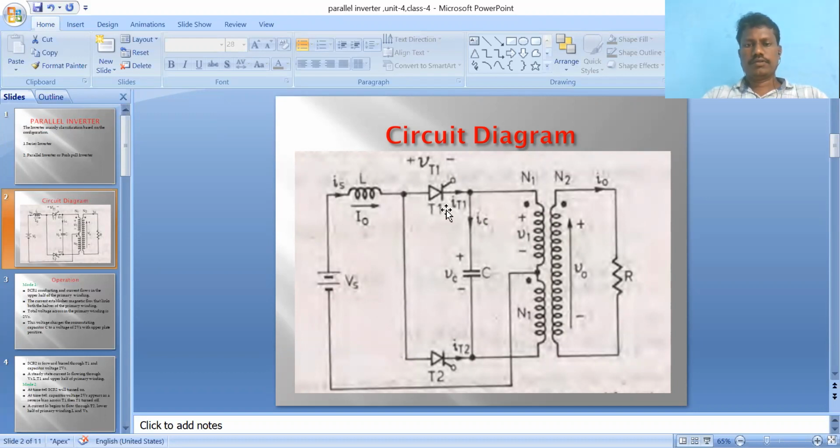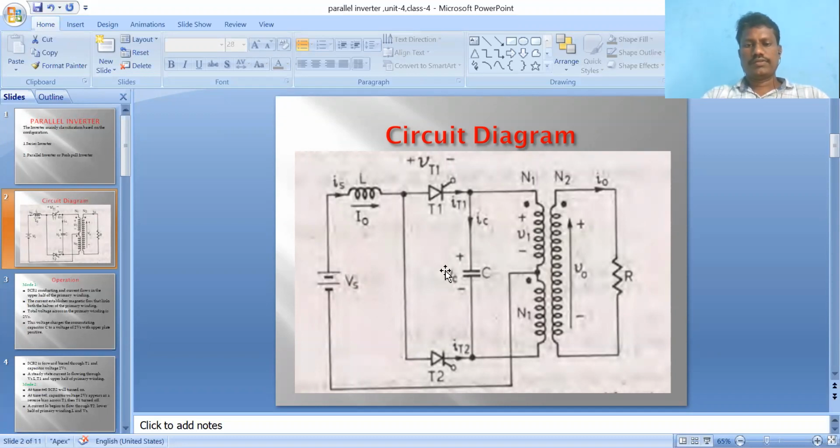In this parallel inverter, a center tapping transformer is connected. That is, the primary of the transformer is connected as a center tap or midpoint. The parallel inverter is also called a midpoint converter. The primary of the transformer is center tapped. The secondary of the transformer is connected as the load. Here I have taken a resistive load.